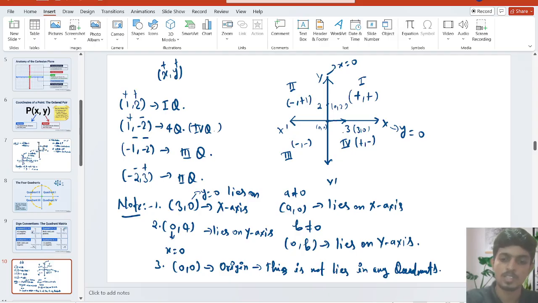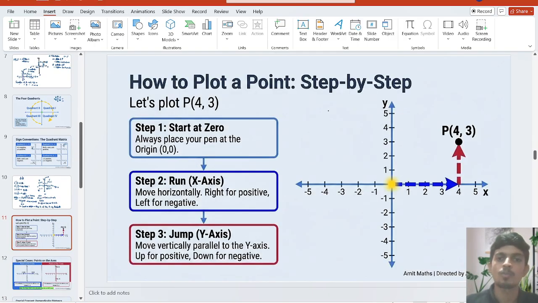Coming to the next topic: how to plot a point step by step. Suppose we plot the coordinate (4, 3). We use 4 on the x-axis and 3 on the y-axis. Step 1: always place your pen at the origin, which is (0, 0). Step 2: run along the x-axis, up to 4, moving horizontally right for positive or left for negative.